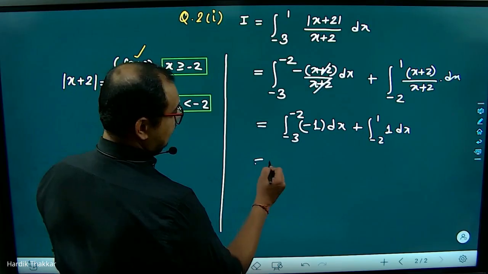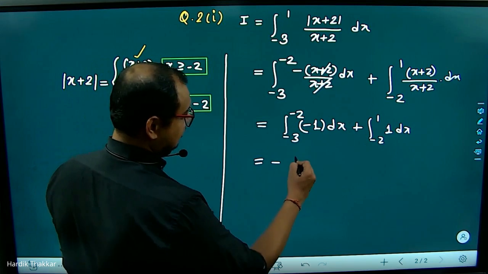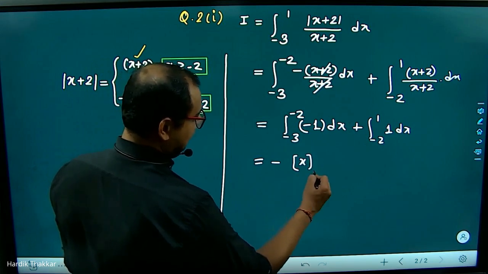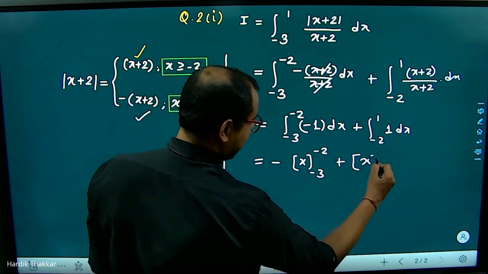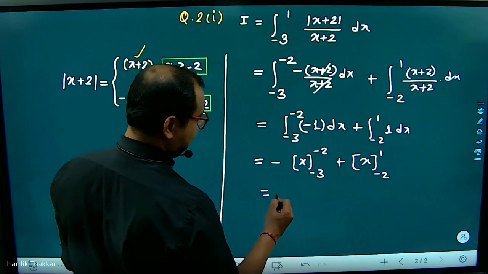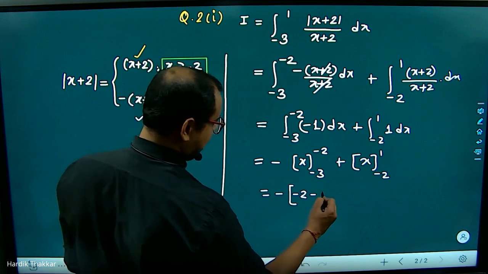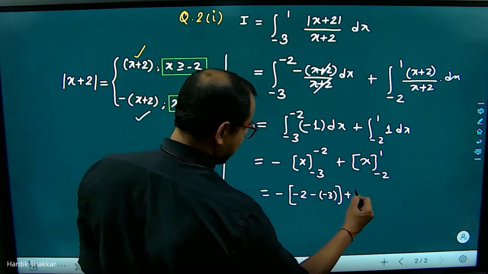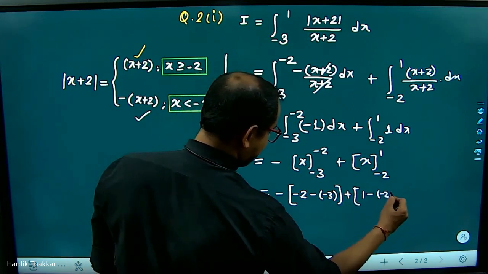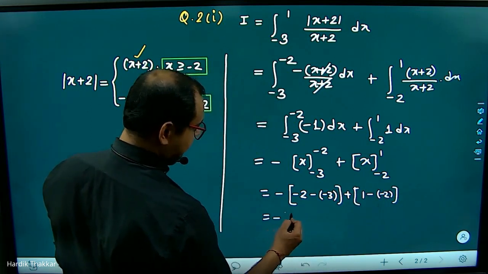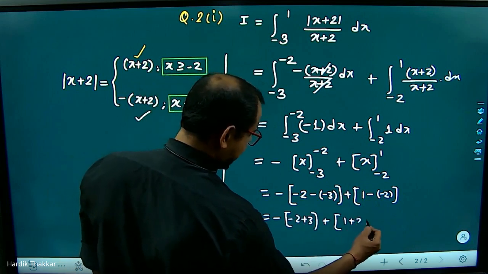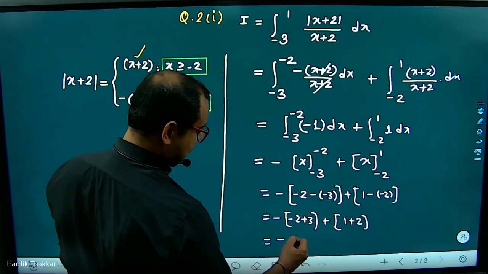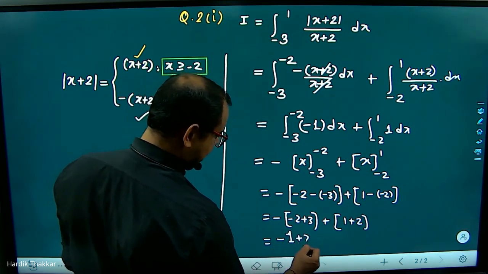Yes, sir, understood. Okay, ahead, the answer. So minus integral will be x from minus 3 to minus 2, and for the next it will be again x, and the limit will be minus 2 to 1. Now put upper and lower limit. So minus 2 minus of minus 3, bracket close, plus 1 minus of minus 2, bracket close. Now solve further. You will get minus 2 plus 3, and plus it will be 1 plus 2. So it is minus 1 plus 3. You will get plus 2.